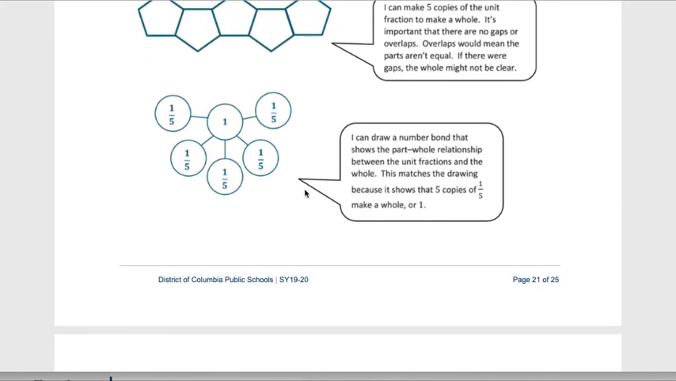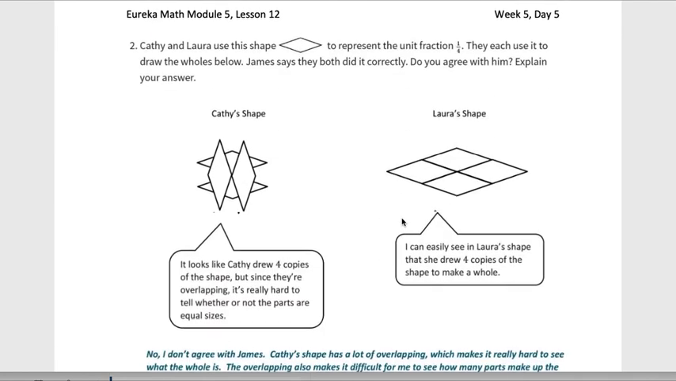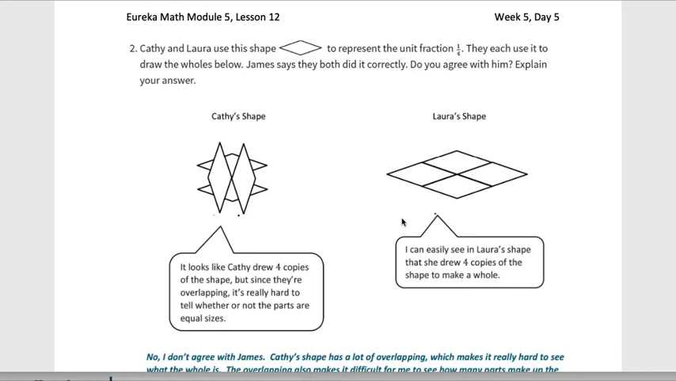We can also represent it by a number bond. We did a number bond in a couple lessons prior, but this is asking you to represent it with a bunch of different unit fractions. So I can draw a number bond that shows the part-whole relationship between the unit fraction and the whole. Remember, a whole is 1. How many fifths equal 1? There are 1, 2, 3, 4, 5 fifths. This matches the drawing because it shows that 5 copies of 1/5 make up a whole. So today, in day 5, you would do a lot of drawing.